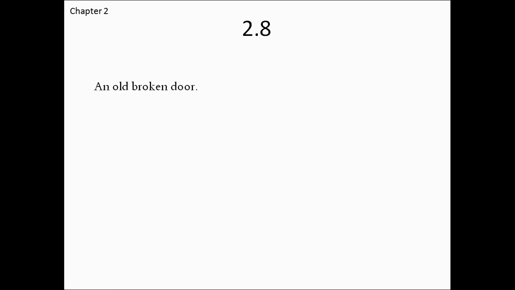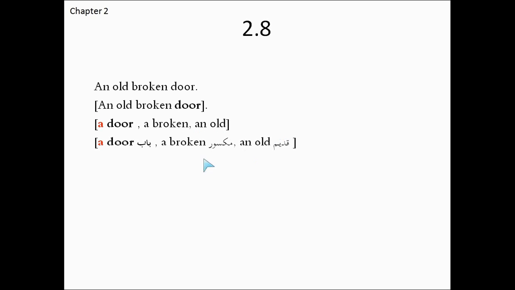2.8. An old broken door. And again, this full stop is a mistake. This is not a sentence. So we want to identify the parts of the sentence. An old broken door is basically a noun and two adjectives, broken and old. So we put the noun first, door. We recognize that this an in English applies to all these three words. They're all indefinite. So we put a for door, a broken and old. The order of the adjectives does not really matter, unless you wish to emphasize something, you might want to put that adjective first. So a door is babun, a broken maksurun, an old qadimun. Check the genders, male, male, male, that's fine. Babun, maksurun, qadimun.